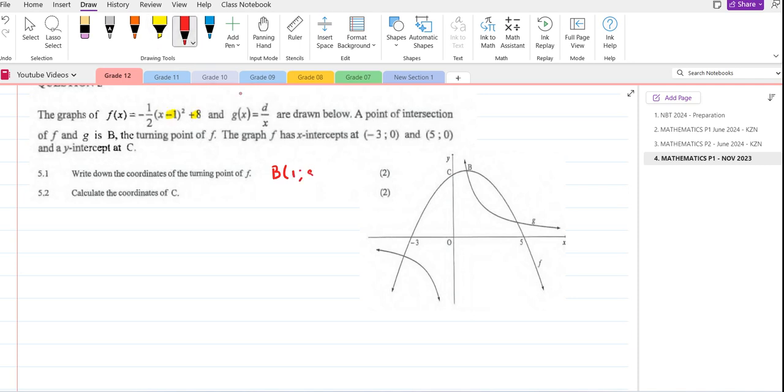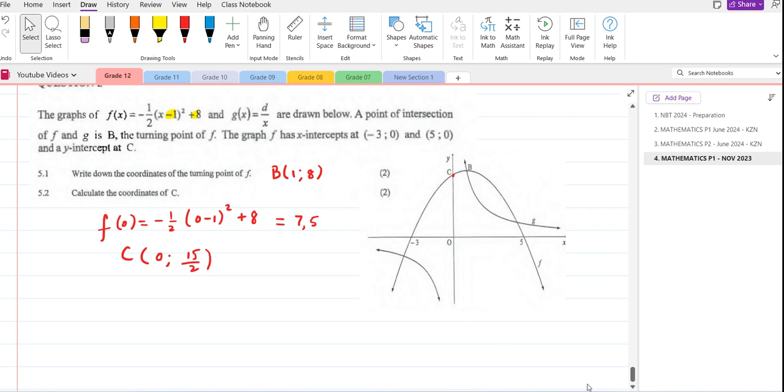Calculate the coordinates of C. C is a y-intercept, so you need to make x 0. So f of 0 is negative half into 0 minus 1 squared plus 8. That's 1, so minus half plus 8, which is 7.5. So what's the coordinates of C? 0 and 7.5, which is the same thing as saying 15 over 2. Or you can write 7.5. Moving on to the next question.